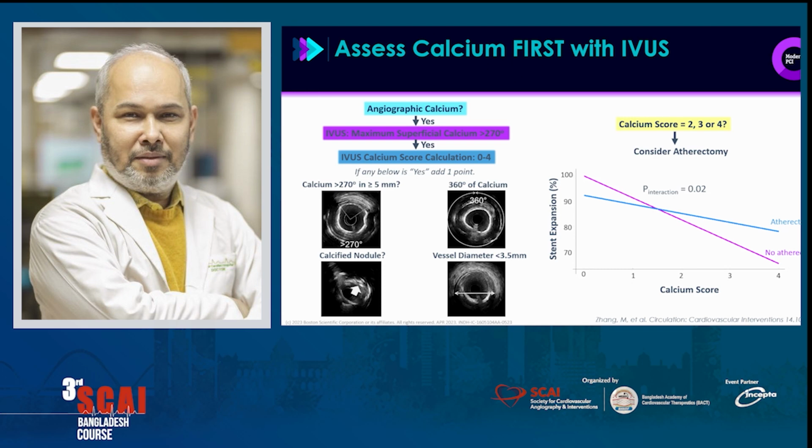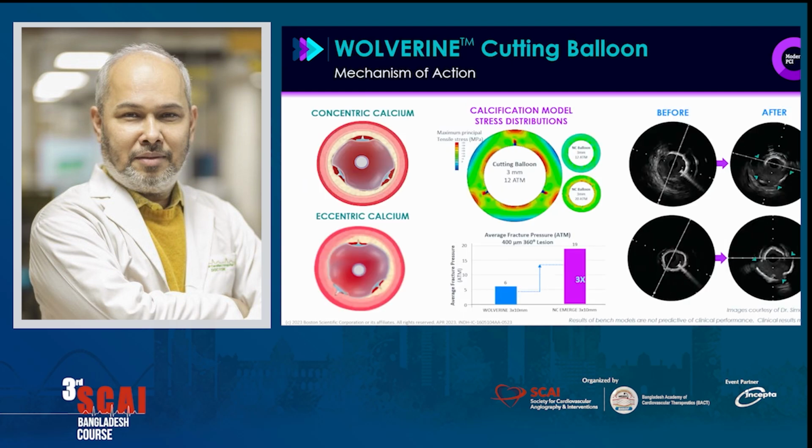If it is more than 270 degrees and more than 5 millimeter, you will get score 1. If it is 360 degree calcium, score 1. A calcium nodule is score 1, and vessel diameter of 3.5 millimeter, score 1. If the score is more than 2, you have to go for plaque modification. Otherwise, you don't get an optimal result. And if you need a cutting balloon, it is also covered by my next speaker, so I skip it.